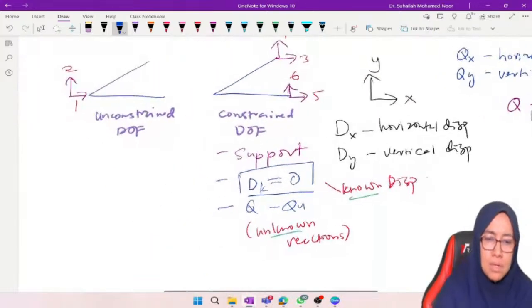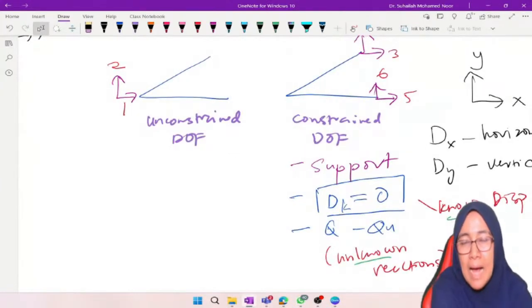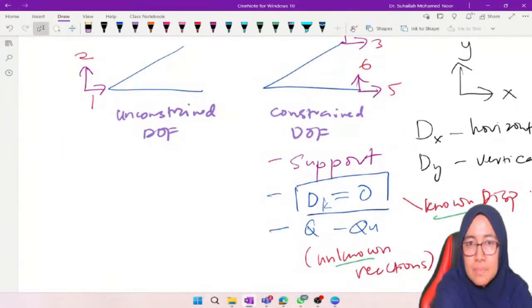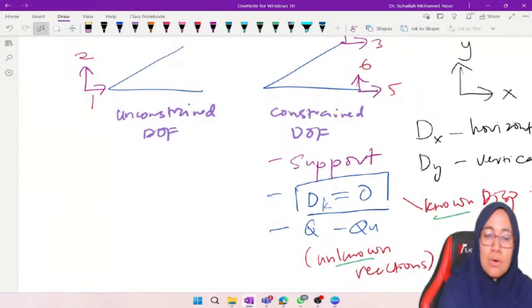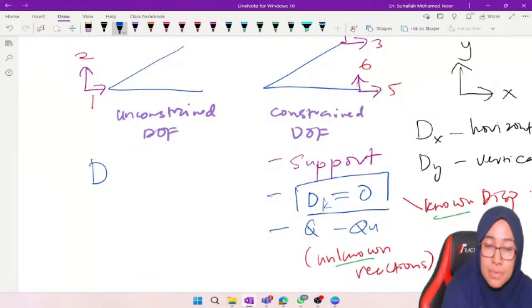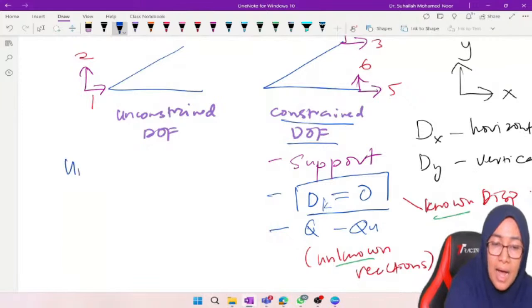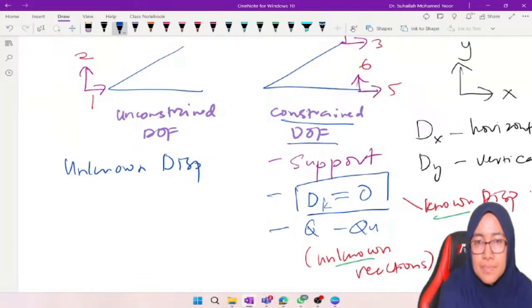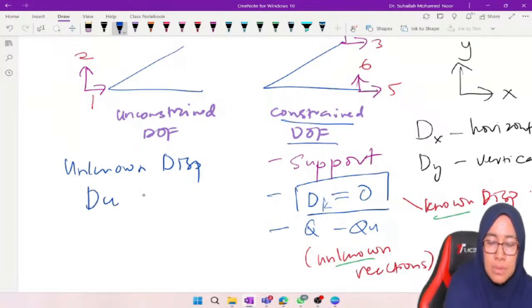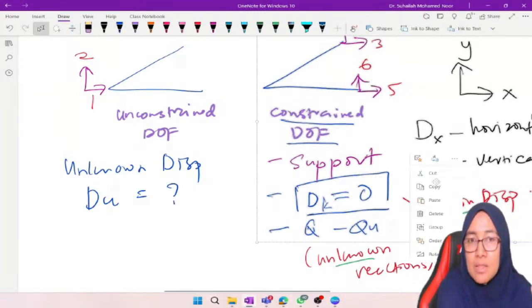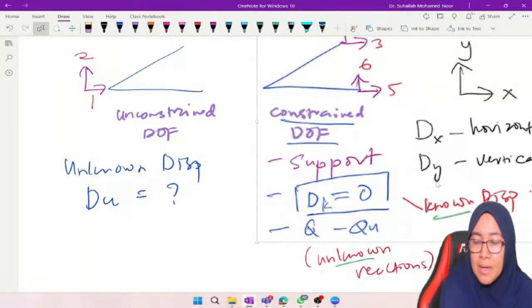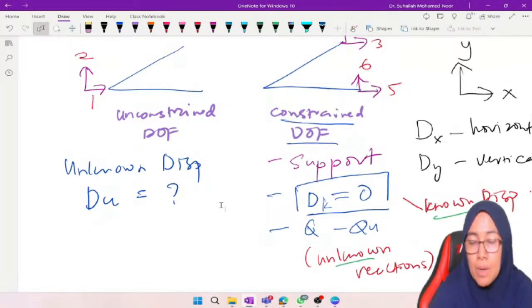Now we compare between unconstrained and constrained, because the conditions will always be opposite. In the unconstrained system, D is unknown, while in the constrained system, Q is unknown. In unconstrained, the unknown displacement is DU. There are 2 unknown displacements, D1 and D2. DU refers to unknown displacement.